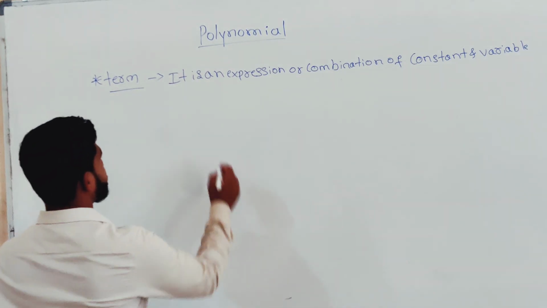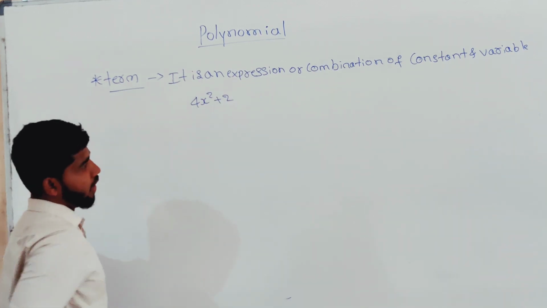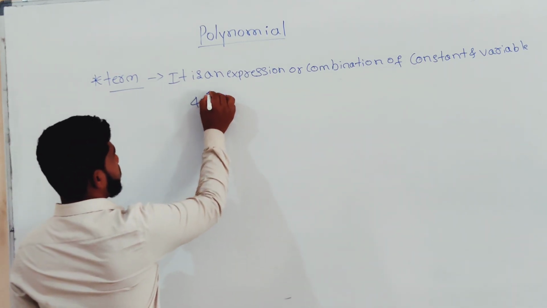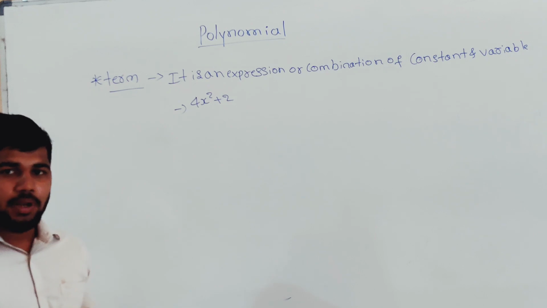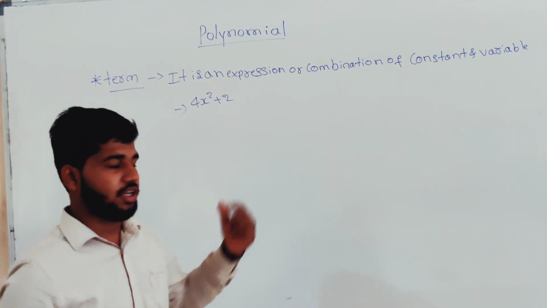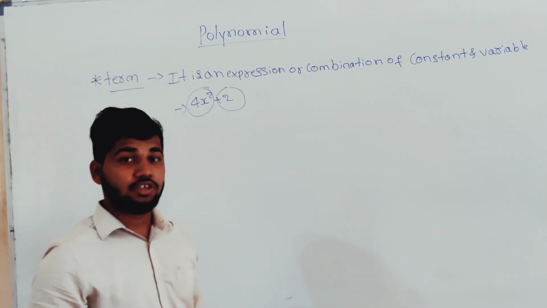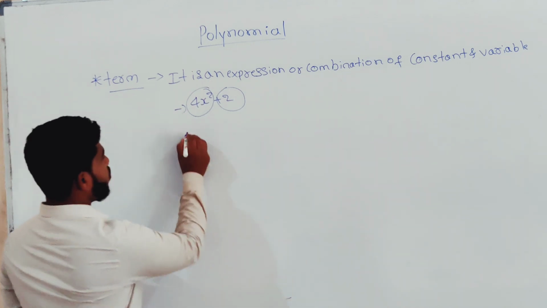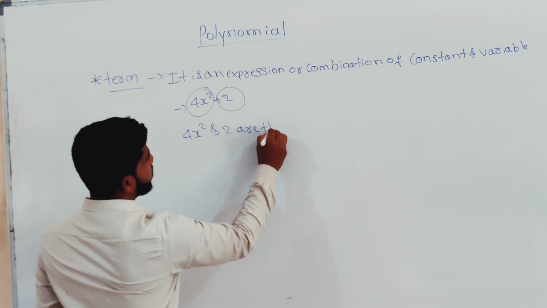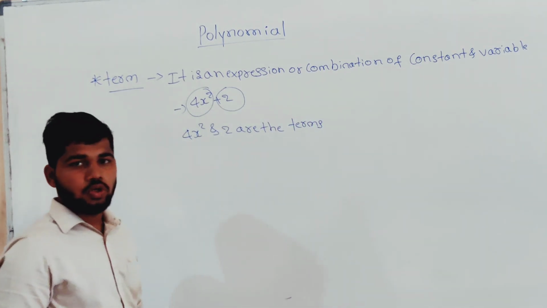Take one example: 4x square plus 2. It is an expression. Here 4x square and 2 are the terms.